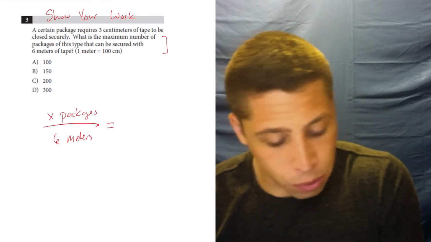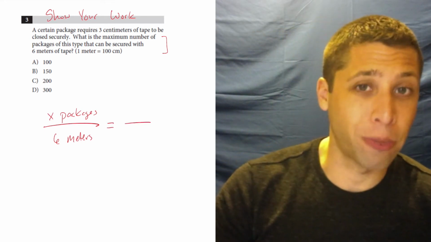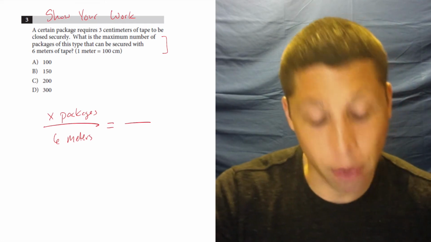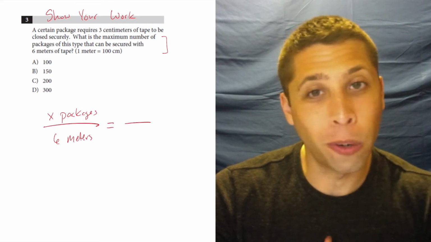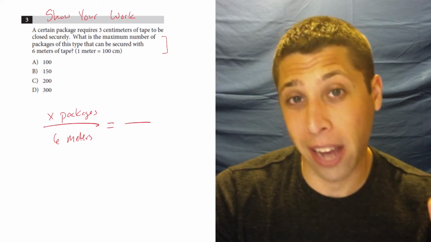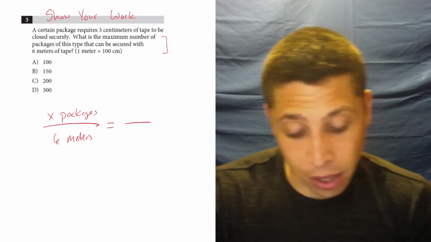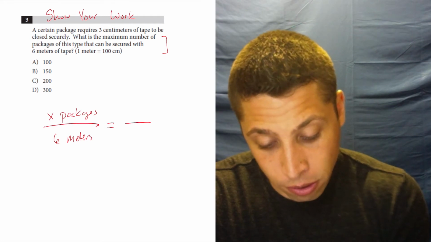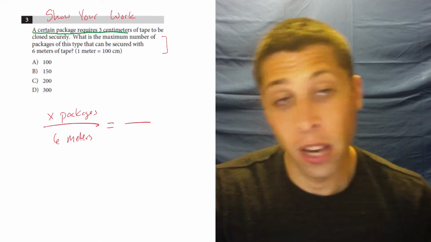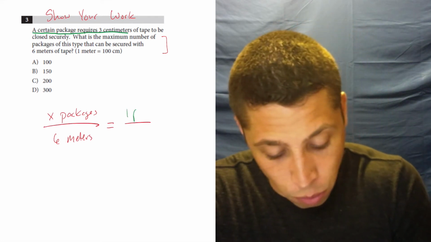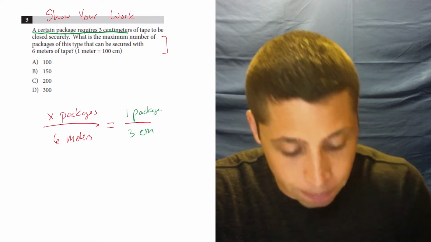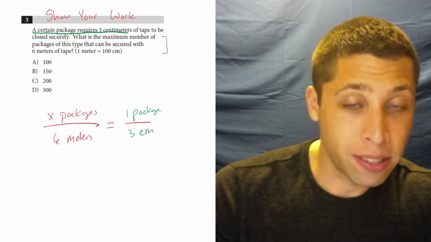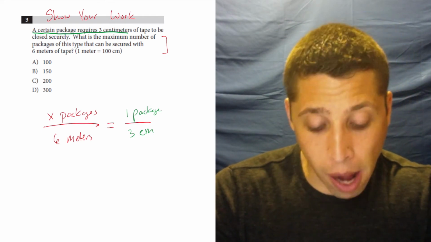And so what I need to do is come up with another fraction that represents the same situation. Now, this is a good example of just go with the first thing that comes to your mind. Don't worry about any problems. The problems are going to sort themselves out. So the first thing I see is that I know that one package, let's use green here, one package requires 3 centimeters. So one package is 3 centimeters.